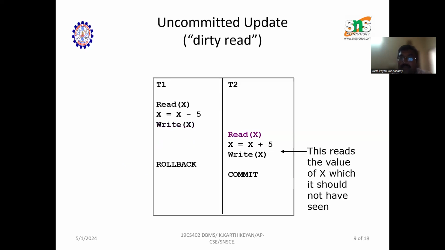So this uncommitted update is called a dirty read. So T1 and T2 read x minus 5. This is going to complete the process. Suppose the process is modified and the value is rolled back. Transaction 2 reads x plus 5, writes x and commits. This read the value of x which it should not have seen.